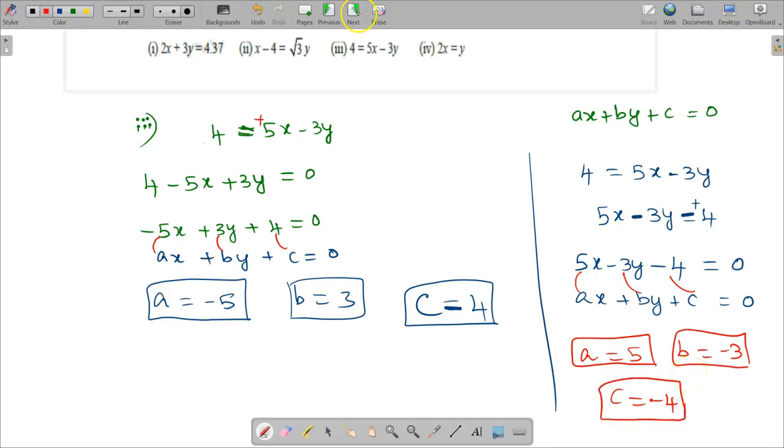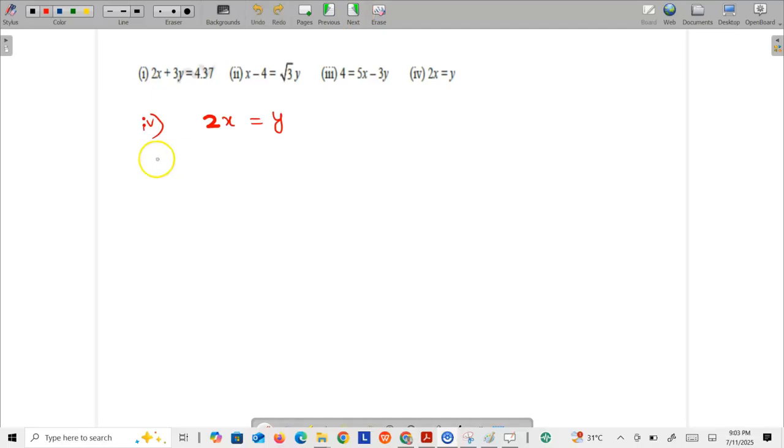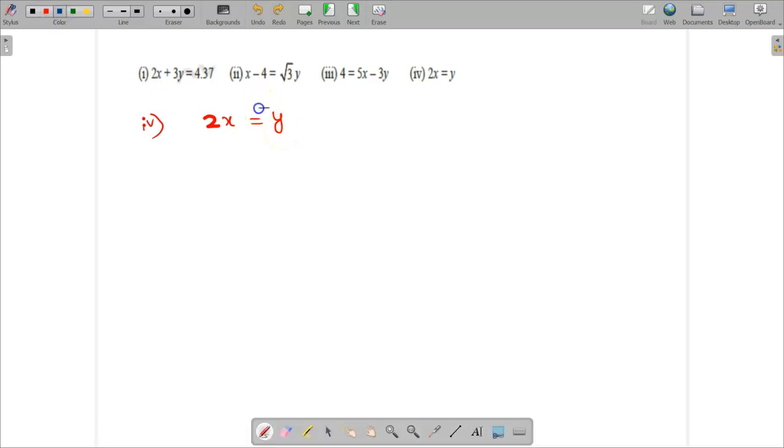So coming to the last problem. The fourth problem is 2x equal to y. Since the right hand side is y, actually there is no sign, meaning that it is plus. So plus y needs to be moved to the left hand side. So 2x plus y becomes 2x minus y, which is equal to 0. So we have the general format, which is ax plus by plus c equal to 0, right? So just compare these two equations.